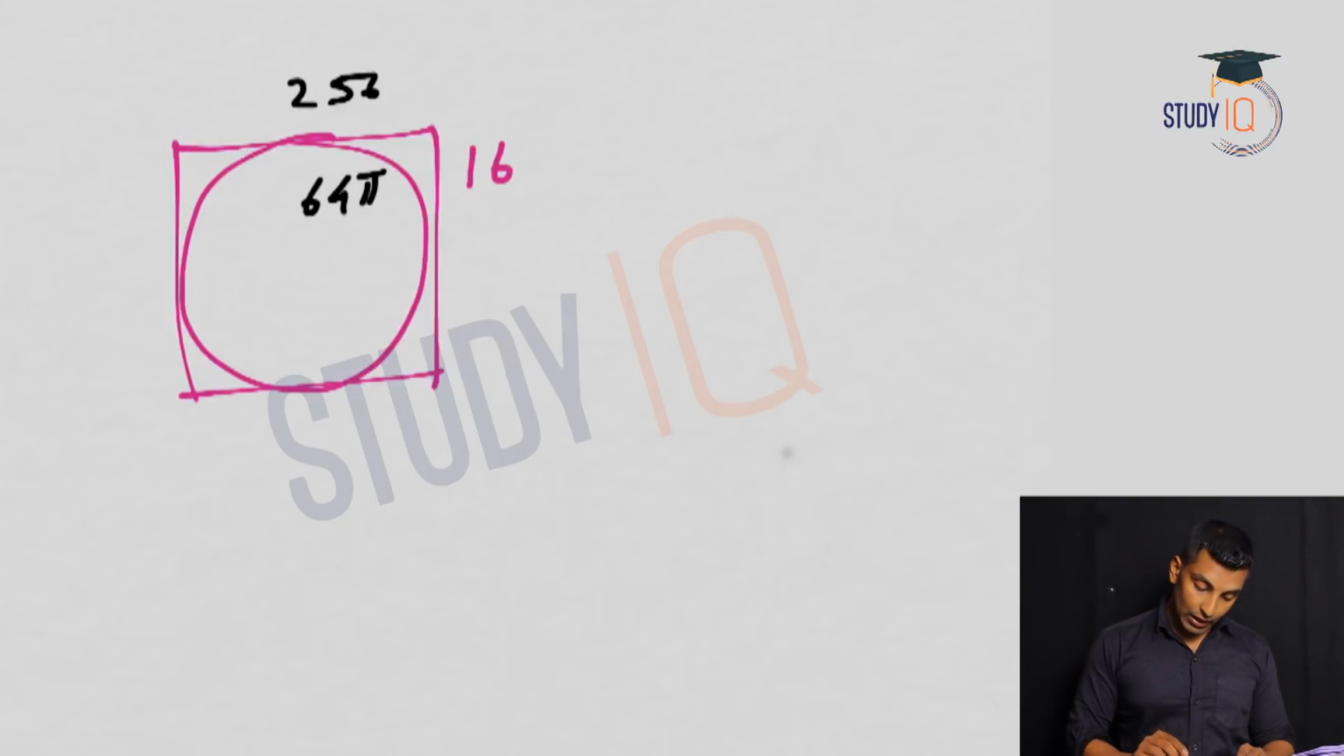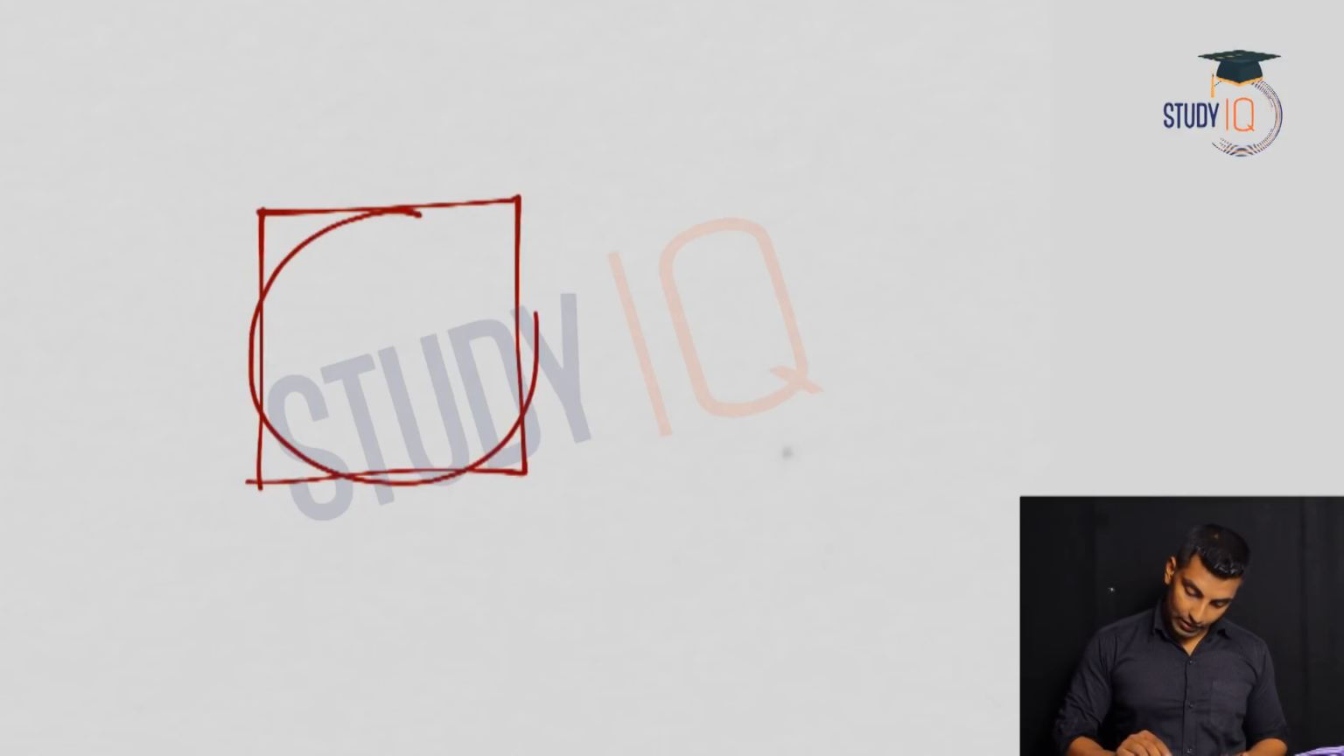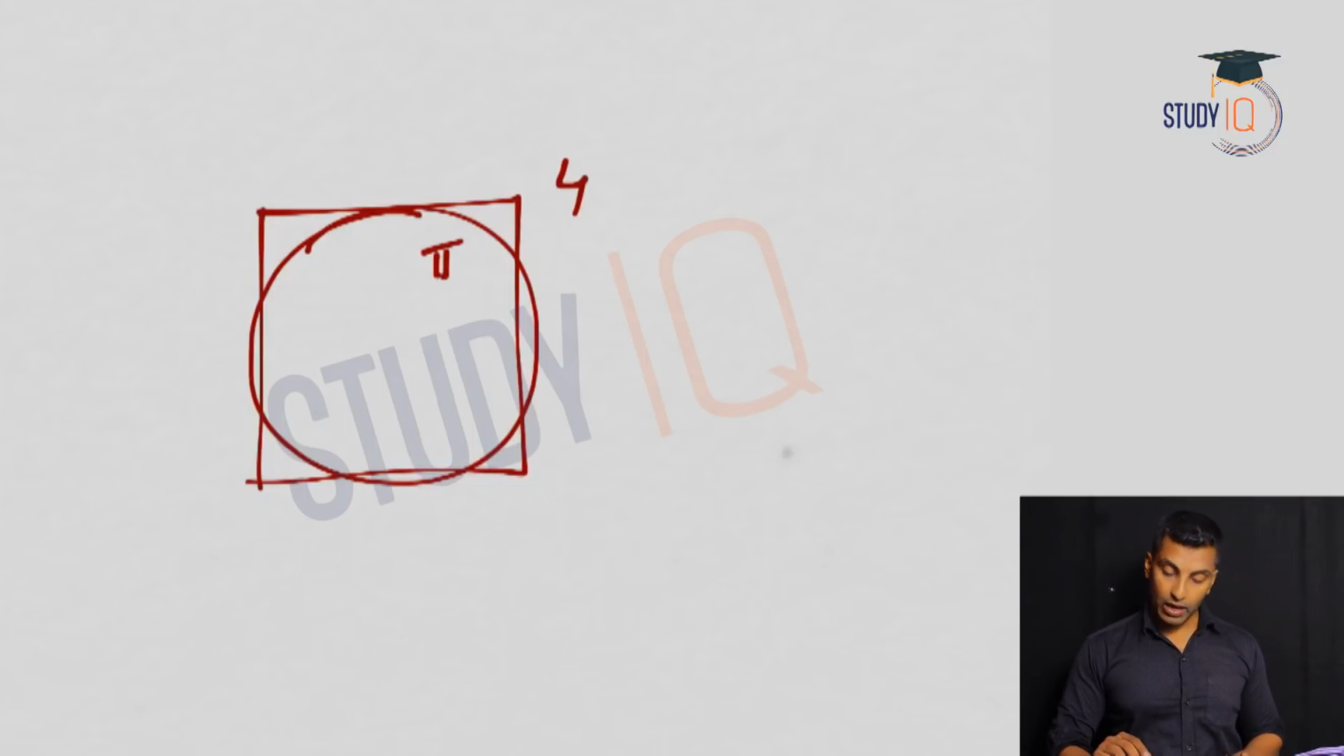So in this question what is actually asked is this region. So we know this too: 256 minus 64 pi. If you generalize, you have a square and you have a circle. This is 4, this is pi. So the area of the square is 4, the area of the circle is pi. The area in between, if you add, is 4 minus pi.